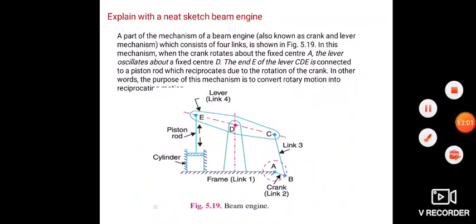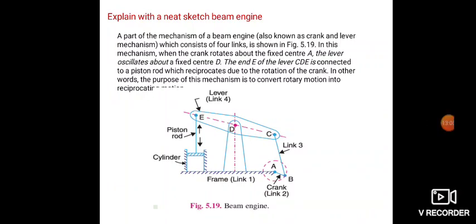So start with the first one. Explain with a neat sketch the beam engine. Okay, so the figure shows the beam engine. In this one, a cylinder is there, a piston is there, and we have a connecting rod and a crank. The frame is there. So the mechanism of a beam engine consists of many parts like the crank and lever mechanism. It is also called the crank and lever mechanism.